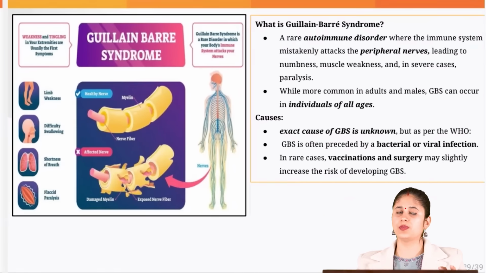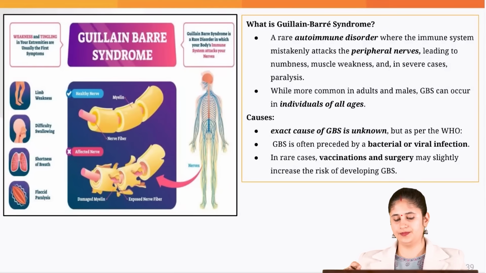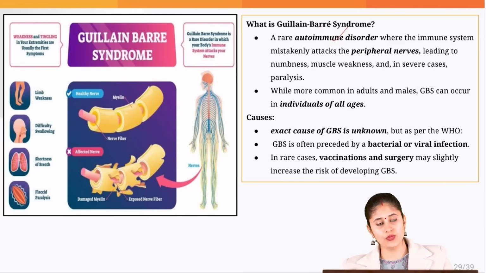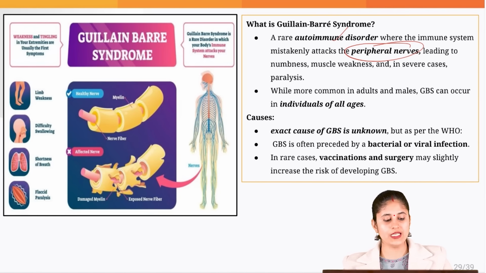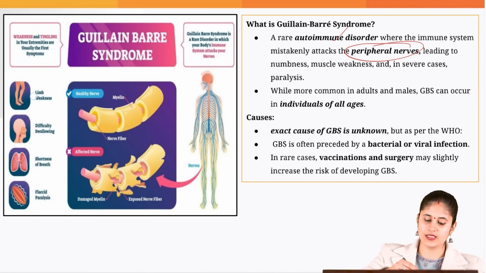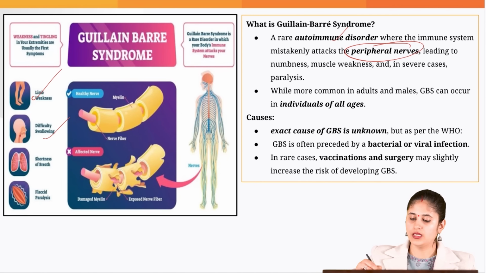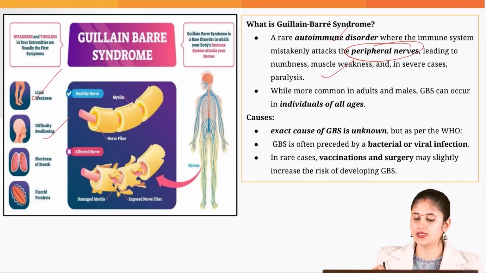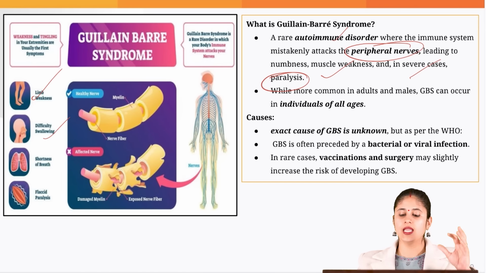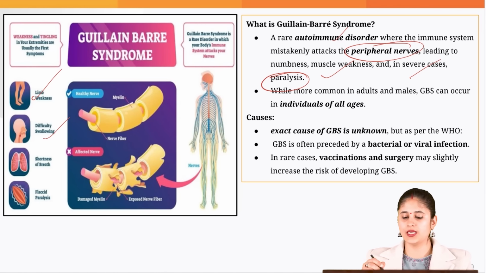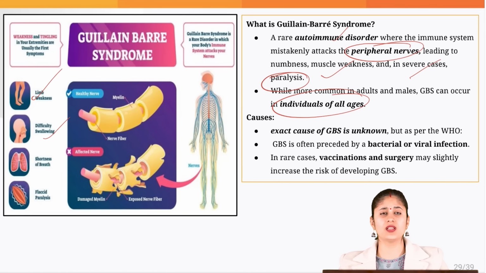Now, when you talk about this particular disease, it is a rare autoimmune disorder wherein your immune system mistakenly starts attacking your peripheral nerves, which leads to symptoms like limb weakness, difficulty swallowing, and muscle weakness, and in severe cases, it could lead to paralysis also. Now, it is more common among adults and males, but it can affect individuals of all ages. What are the causes?